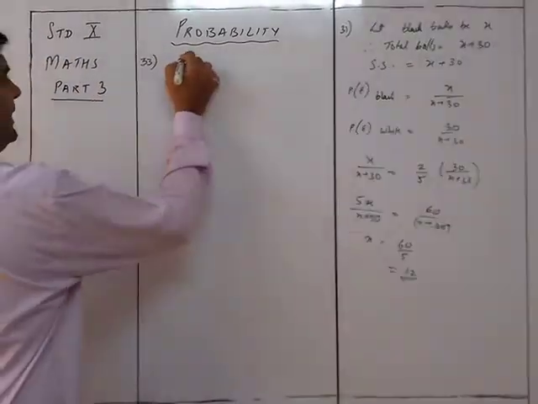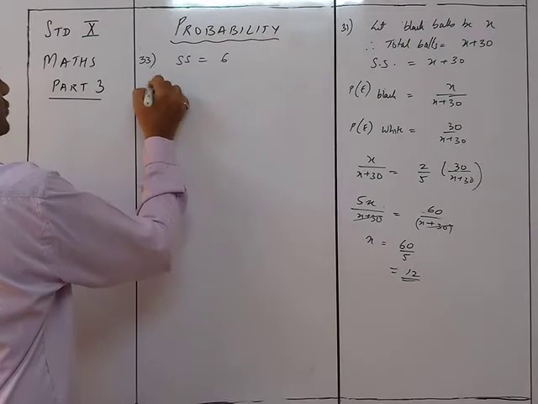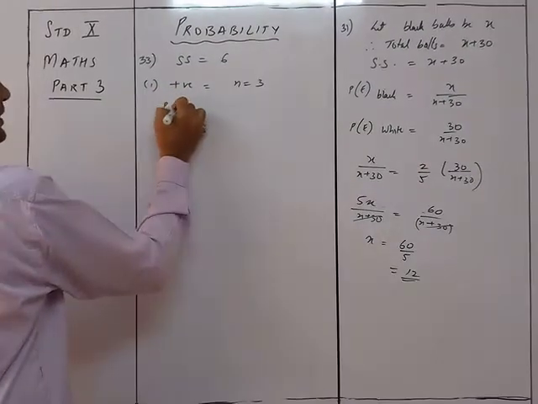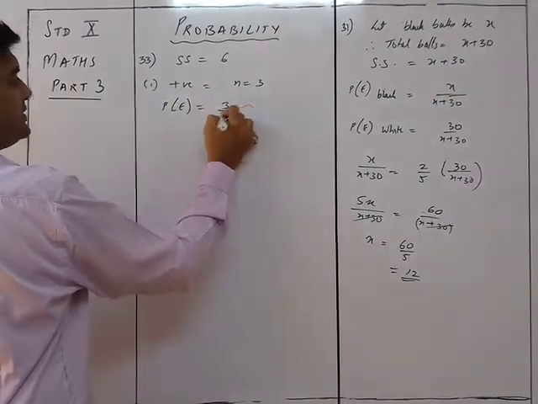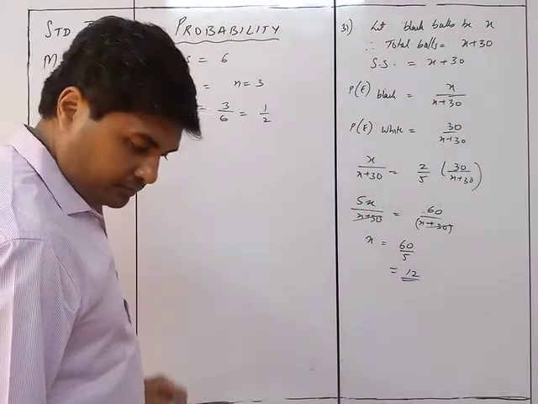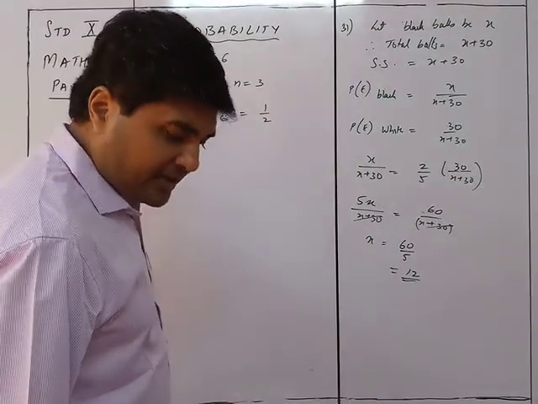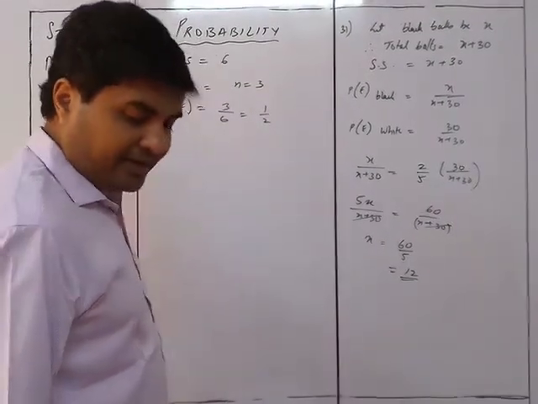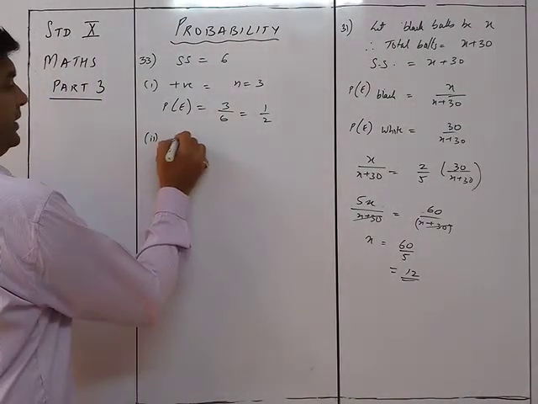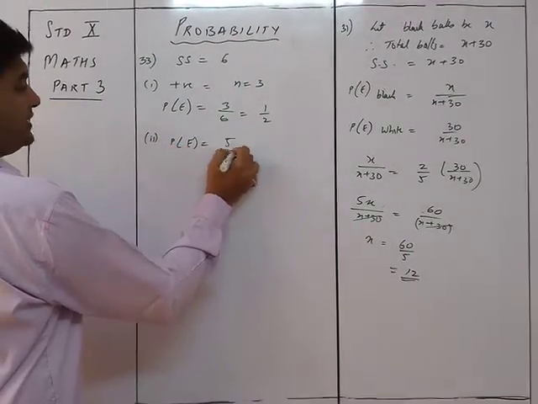So first of all, S is equal to 6. First one, positive: n is equal to 3. So therefore P(E) will be equal to 3 upon 6, which is 1 upon 2. Second part, an integer greater than -3. Integers greater than -3 will be all the 5 other numbers. So P(E) will be equal to 5 upon 6.